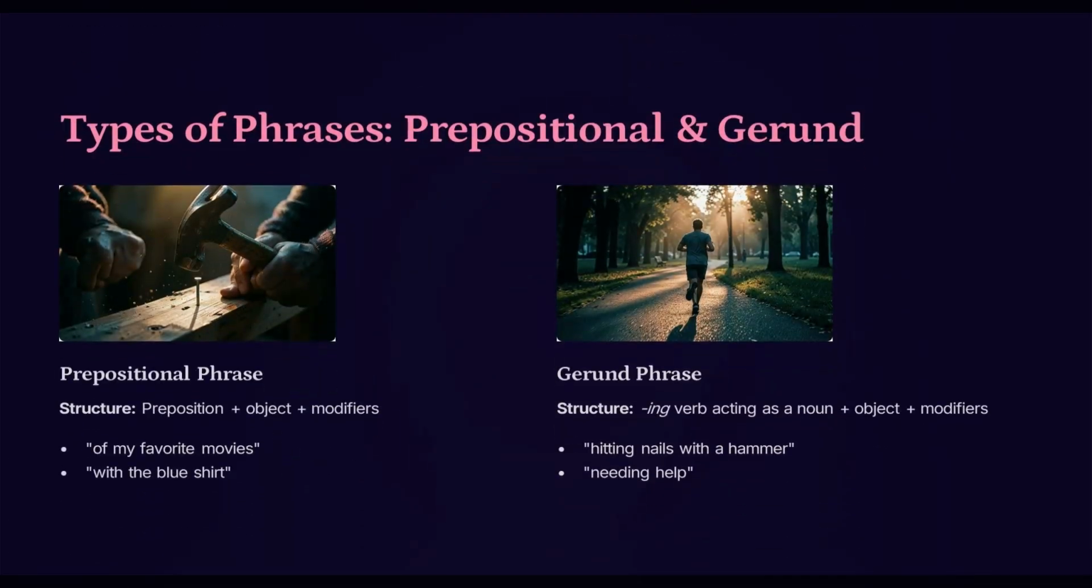Types of phrases, prepositional and gerund. Prepositional phrase, structure: preposition plus object plus modifiers. Of my favorite movies, with the blue shirt. Gerund phrase, structure: ing verb acting as noun plus object plus modifiers. Hitting nails with a hammer, needing help.